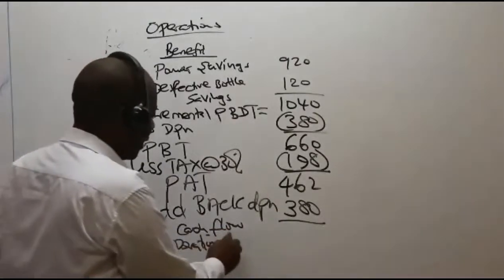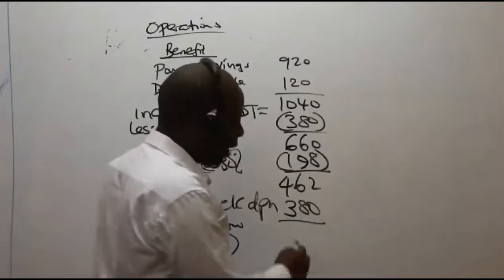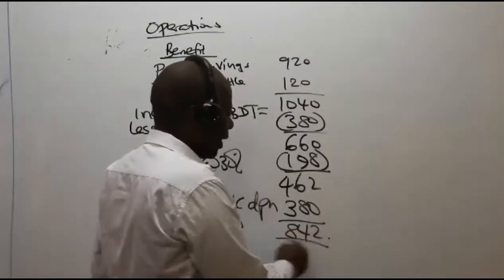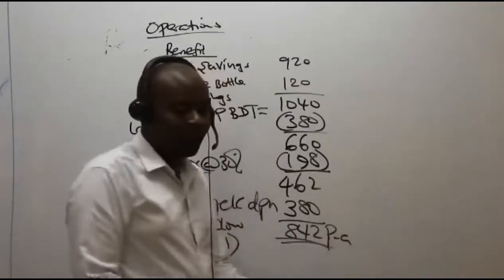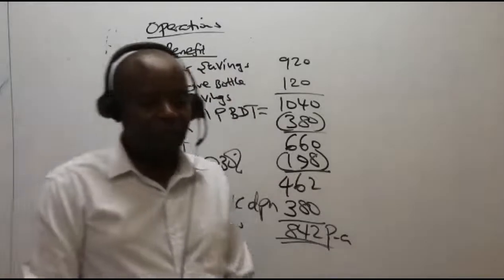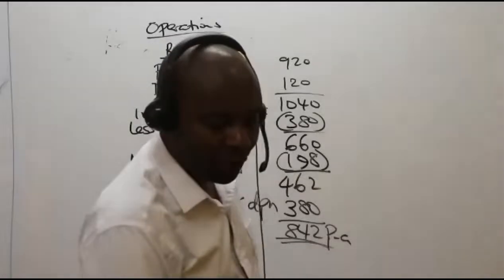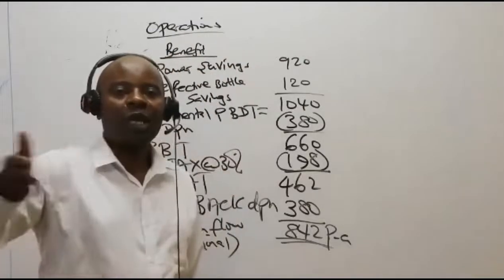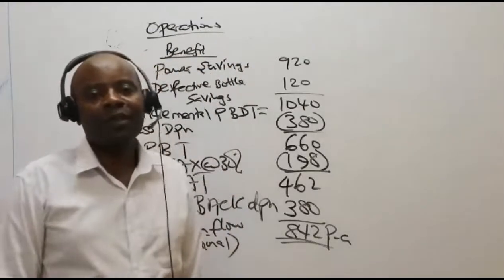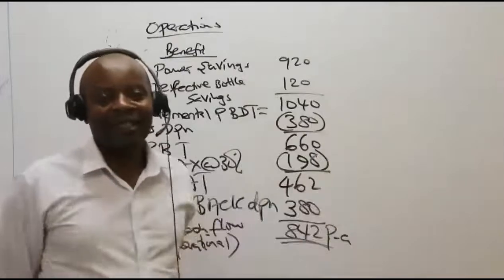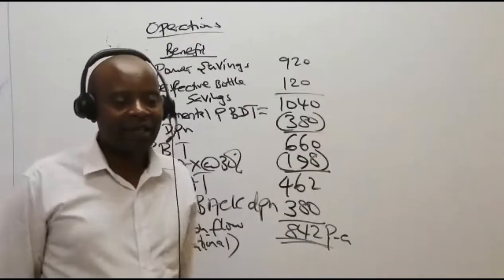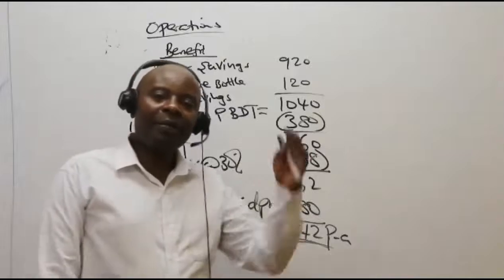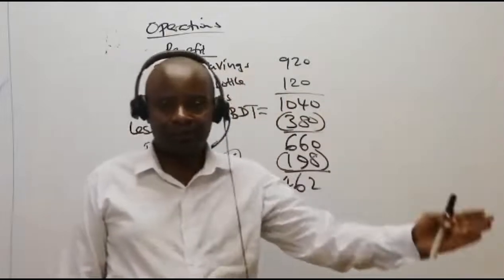Wanasema ni ngapi? Somebody 842. 842 per annum. So the moment I get that, I have taken care of the operational cash flows for the 5 years, because they are annuities, regular, like that.